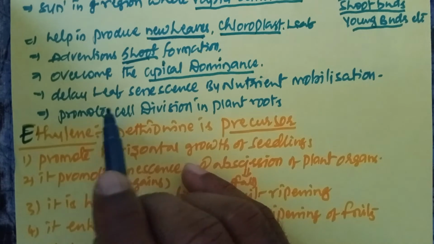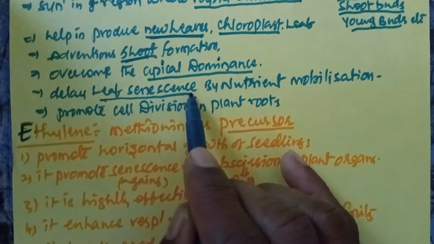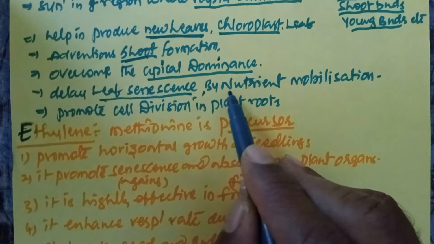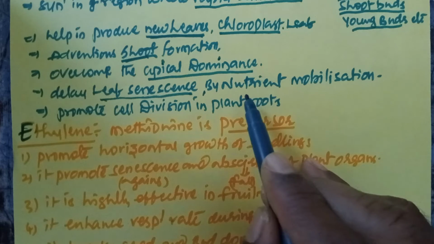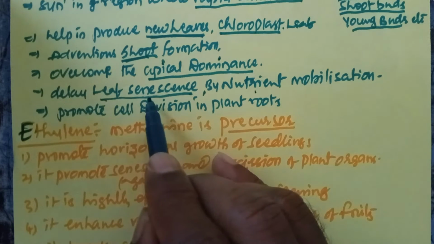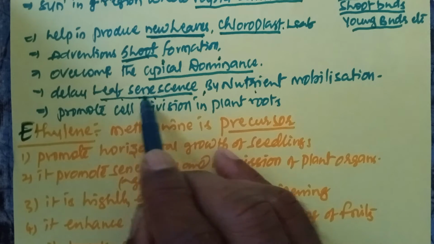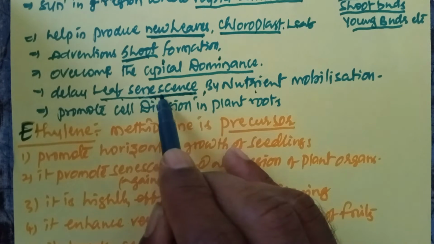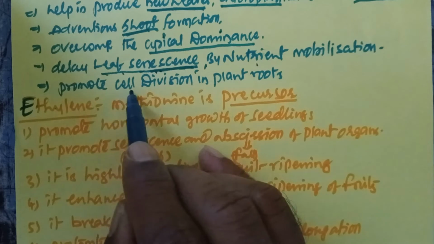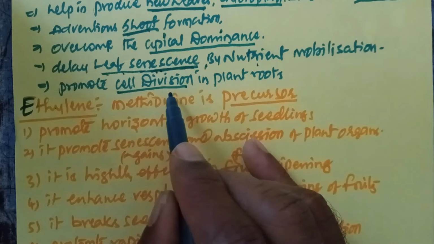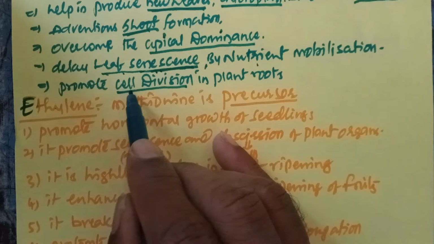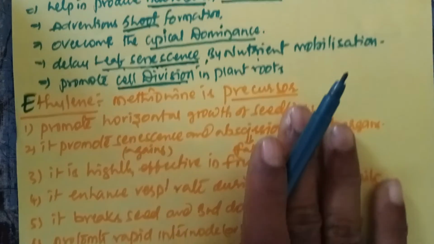Cytokinin is also helpful to delay leaf senescence. Senescence means fall of leaf. Okay, and it is also helpful for mobilization of nutrition. With mobilization of nutrition, the leaves do not fall off and do not undergo senescence. Senescence means actually aging. And it is mainly involved in promoting the cell division process. Cyto means cell, kinesis means division. So the major function of cytokinin is cell division in plant roots.